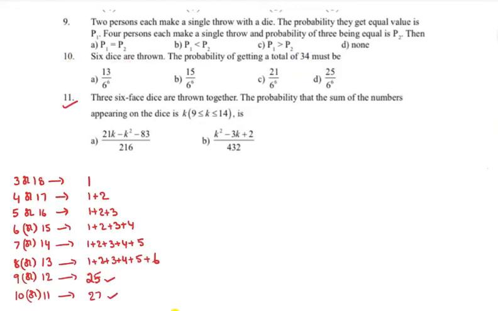So observe the next question. 3 6-face dice are thrown together, that means 3 dice are thrown together. The probability that the sum of the numbers appearing on the dice is k, where k lies between 9 and 14. So then he is asking what is the answer. The answer is also there in terms of k, like that the remaining options are also there. But for an objective exam, better to remember: if the sum is 3, you will get only one case. Sum 18 also you will get only one case, that is 6 6 6, because for sum 3 you will get the 1 1 1 case, and for sum 18 the 6 6 6 case only.